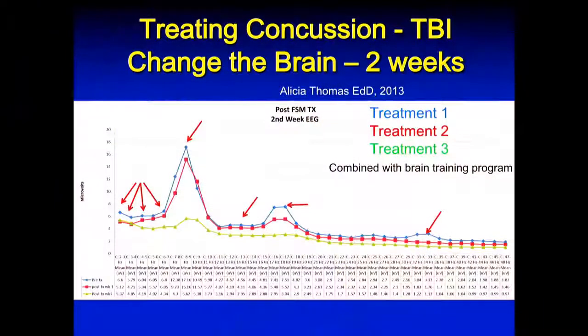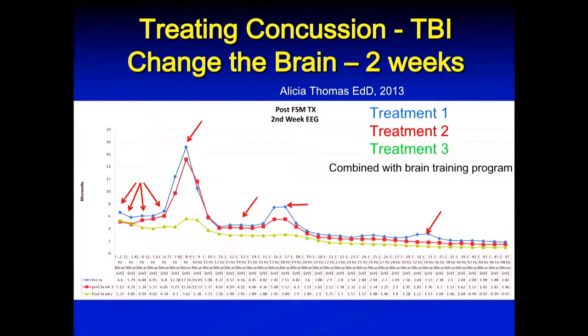So we have frequencies for different parts of the brain. This was done by a PhD in education. She's a speech therapist in Florida, and she treated patients with concussion. And this was in treatment 1, treatment 2, treatment 3.